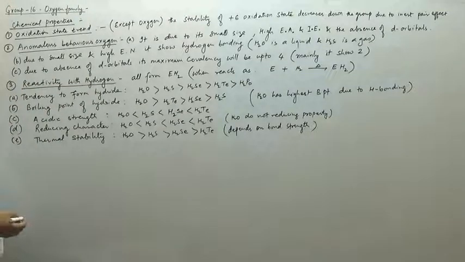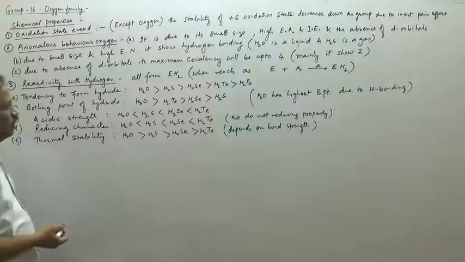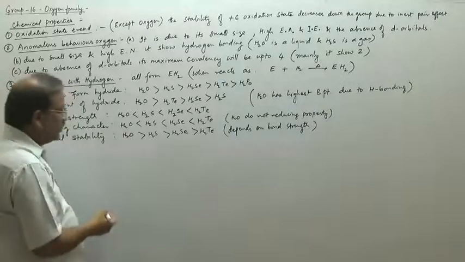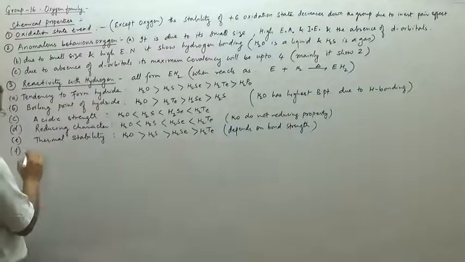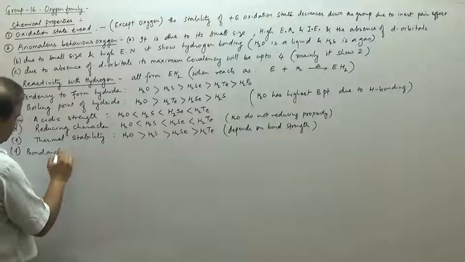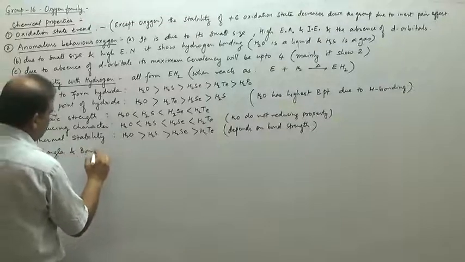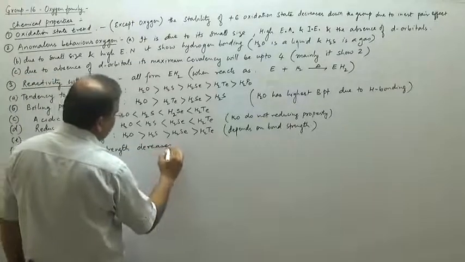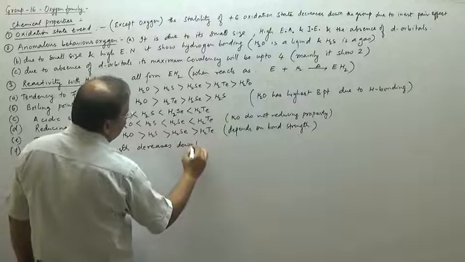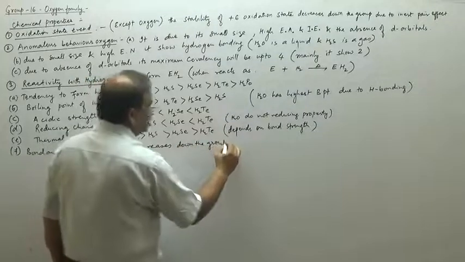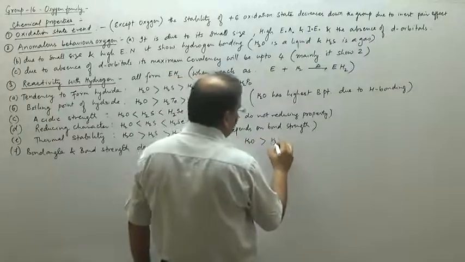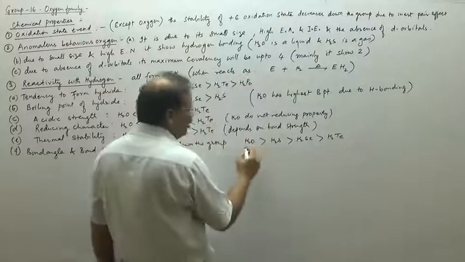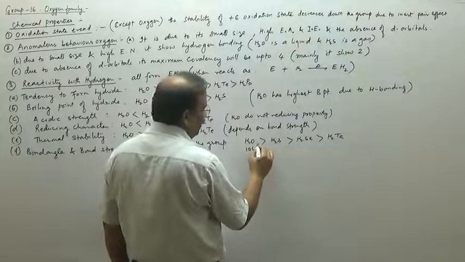And then we can write the bond angle, which is known to us. The bond angle will obviously decrease down the group. The bond angle and the bond strength both decrease down the group, we already know that. That is, H2O will have a larger bond angle than H2S, which will have a larger bond angle than H2Se, H2Te, like that we can write. The bond angle of this is 104.5.